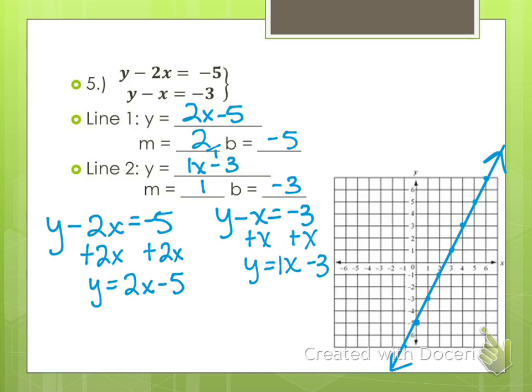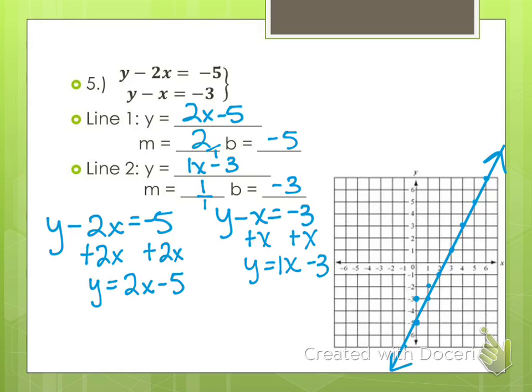We go to graph that. Our starting point should be at negative 3. Okay, and then we have to use our slope to get more points. Where would we go to get more points? Anybody? We're not sure. Our slope is 1 over 1. They're both positive, so we should be going what directions? Up 1, right 1.